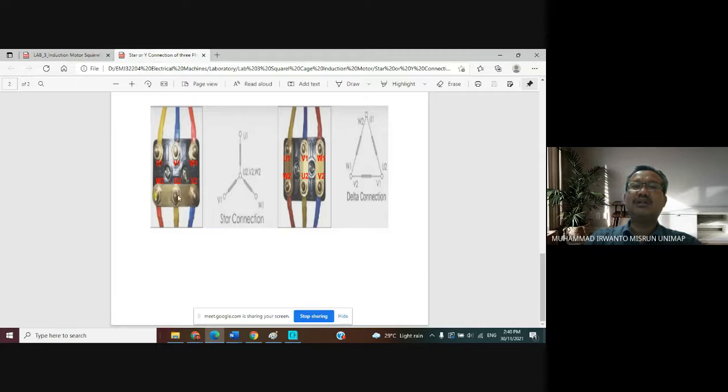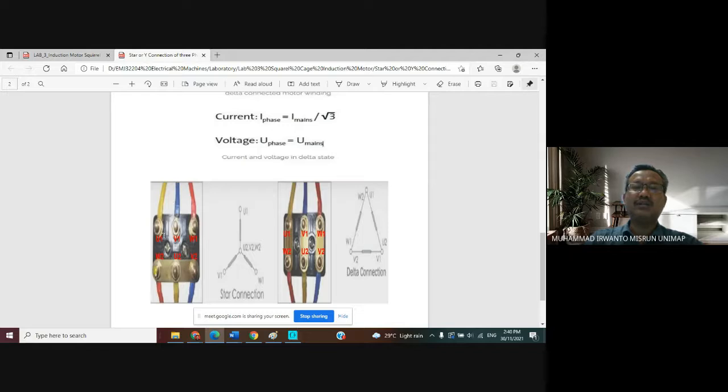This is the physics. If you want to connect it using the physical three-phase induction motor, for the Y connection, all the V2, U2, W2 connect together. For the delta, it is just direct like this. We obtain the delta. It is physics.